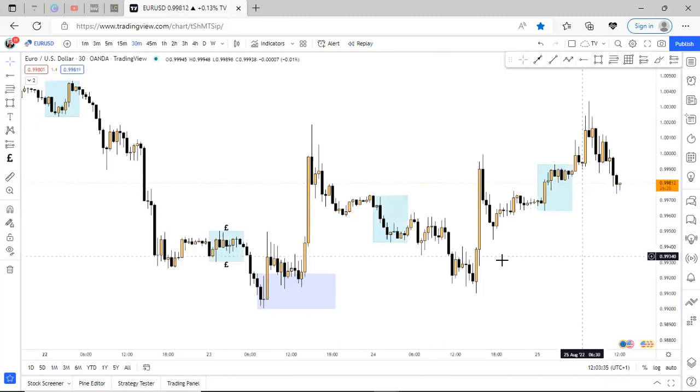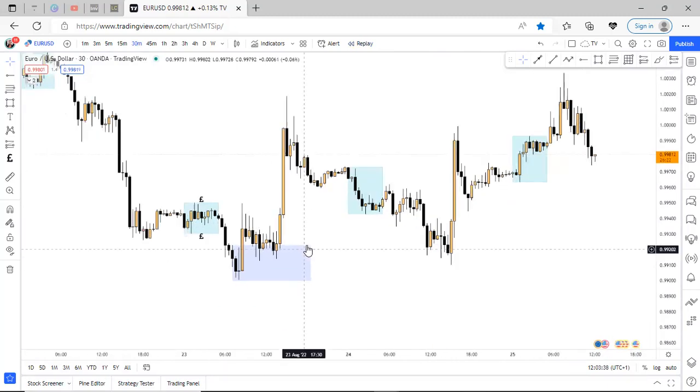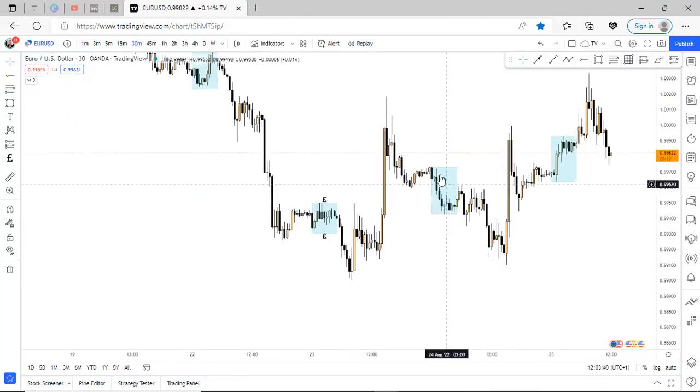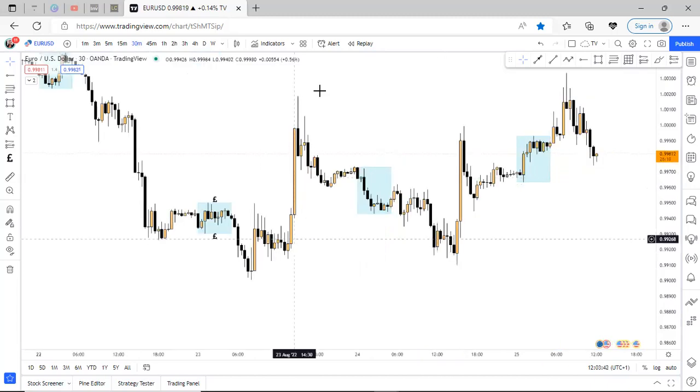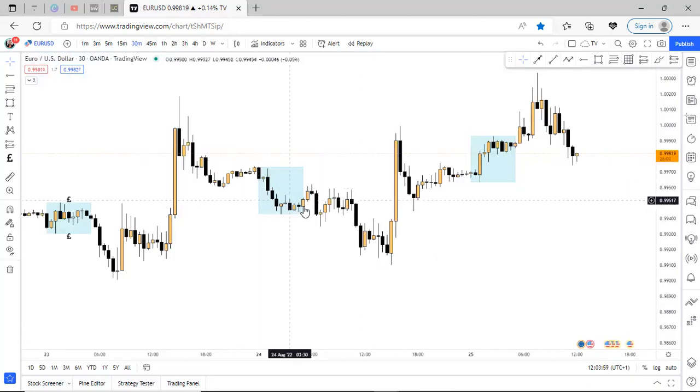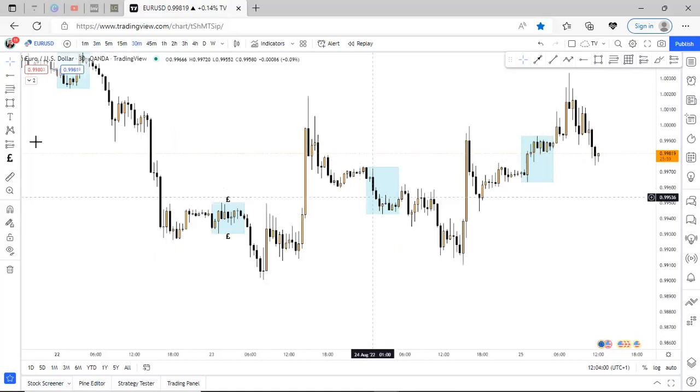Okay, so moving forward now, as you can see, after we had this push to the upside, price came back down. I think this push happened during the New York session. And as you can see later in the day, we had a retracement, and we got into the Asian session again. During this Asian session, market took out the Asian range low right here.